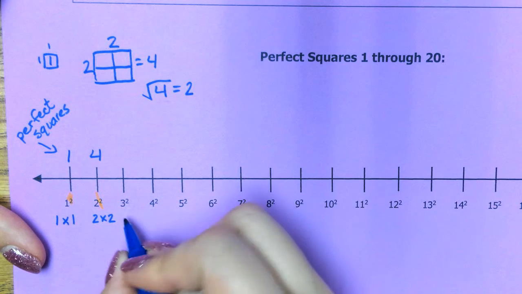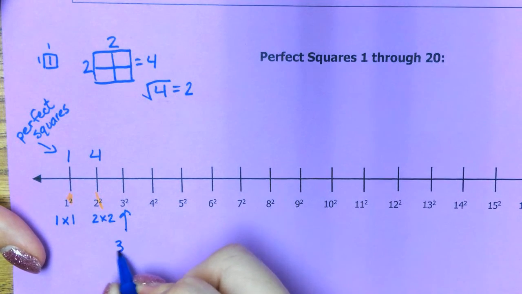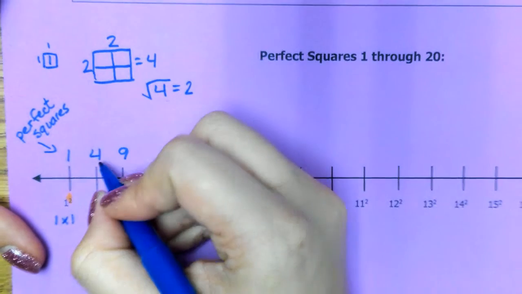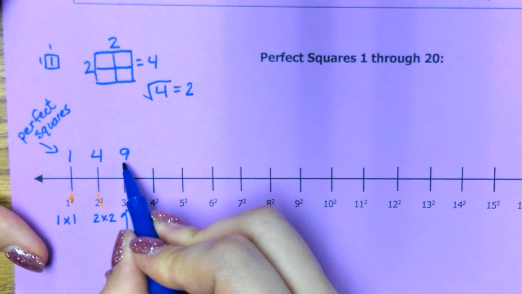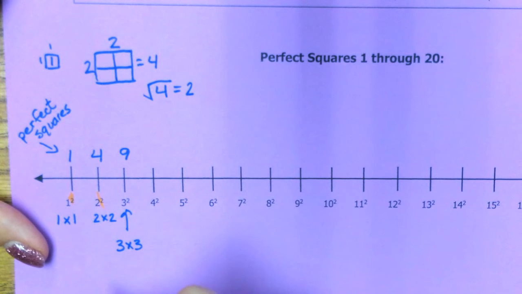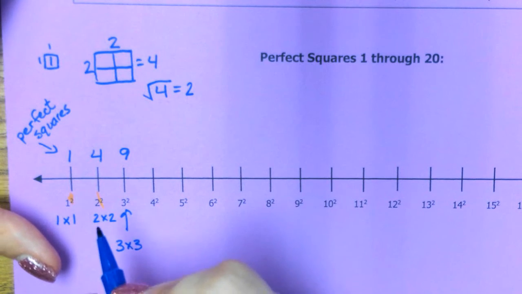So let's look at the next one. This one is going to be a 3 by 3. 3 times 3 is 9. So we notice there are a couple numbers in here that aren't perfect squares. 5, 6, 7, 8. None of those are perfect squares.